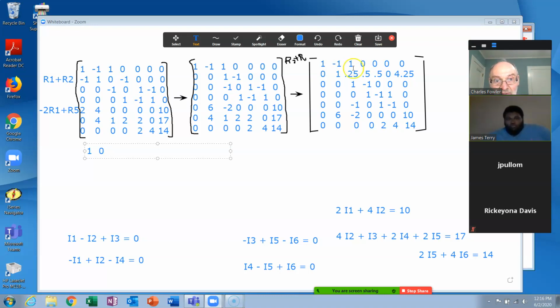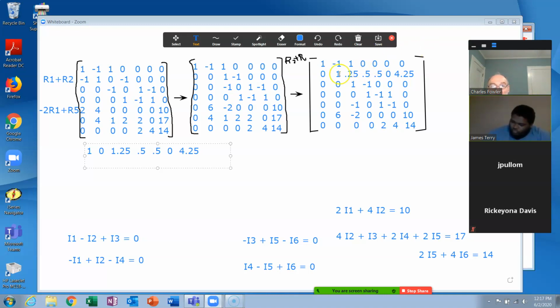Uh-oh. 1.25 plus 0.25 is 1.25. Okay, we'll make that a blank. 0.5 plus 0 would be 0.5. 0.5 plus 0 is 0.5. 0 plus 0 is a 0. And then 4.25 plus 0 is 4.25. There's our first row. Takes a little more space because we got all those decimals in there.